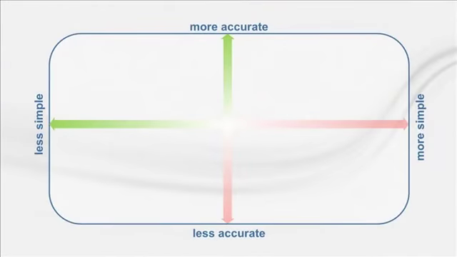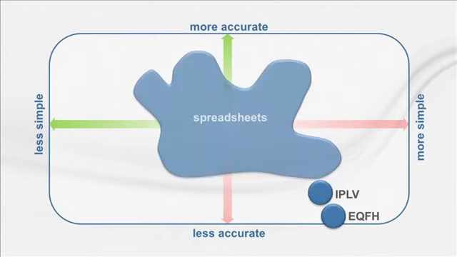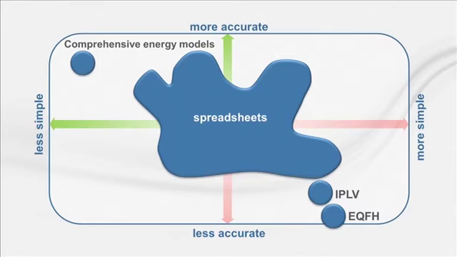Now, if we put accuracy and simplicity on the same diagram, we can see that equivalent full load hours and IPLV are not accurate. And while the concept is simple, we still need to figure out what to multiply them by. Spreadsheets can be all over the map. Often the more accurate, the less simple they are to put together and understand. And Trace is accurate, but takes a lot of time and effort. So far, we don't have any great solutions.